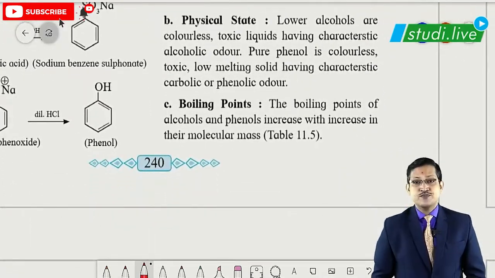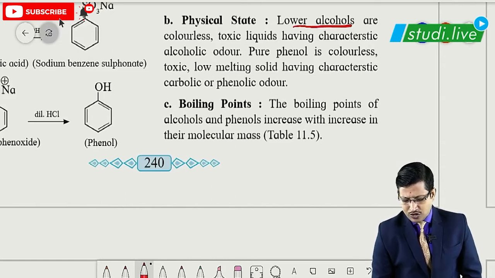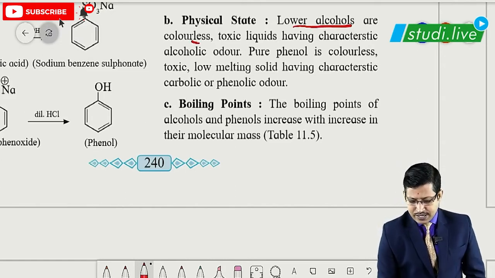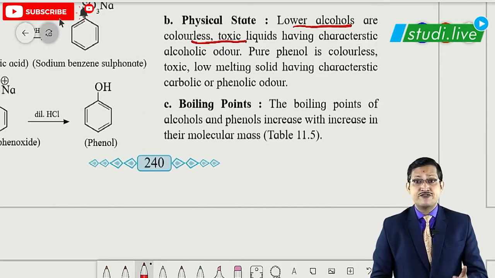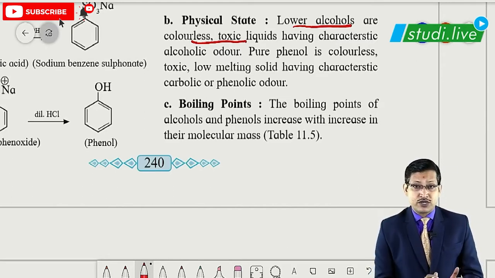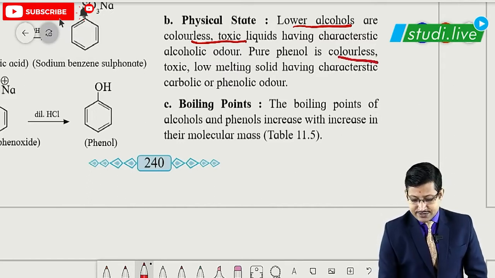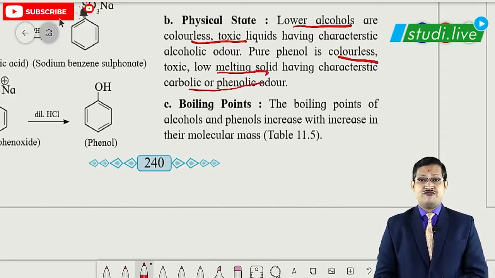Now the next one is the physical states. Now this again is something very general that you have. Lower members, then the members of the higher families, higher homologs, that is how you segregate the points. So just keywords to remember. Lower alcohols, how are they? Yes, colorless toxic liquids, and they have a characteristic alcoholic odor. The next one, pure phenols. Now in phenols it will be colorless, a low melting solid, and it has a characteristic carbolic or phenolic odor.